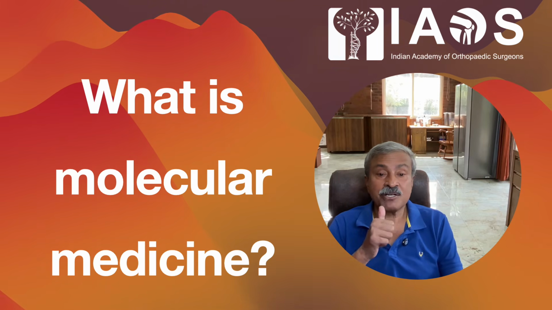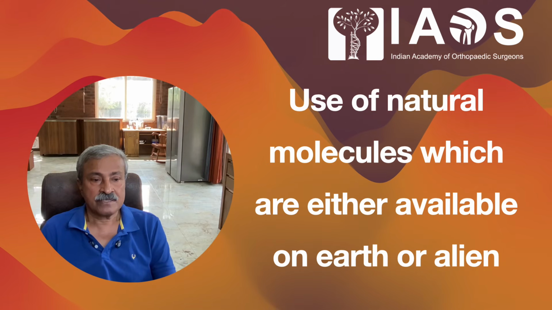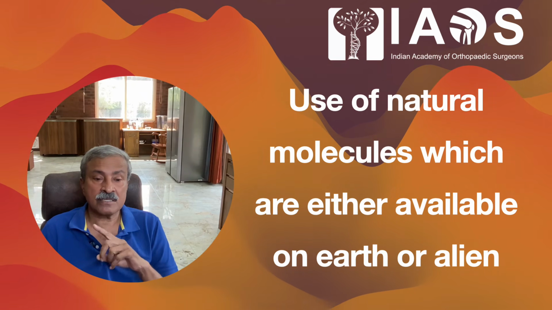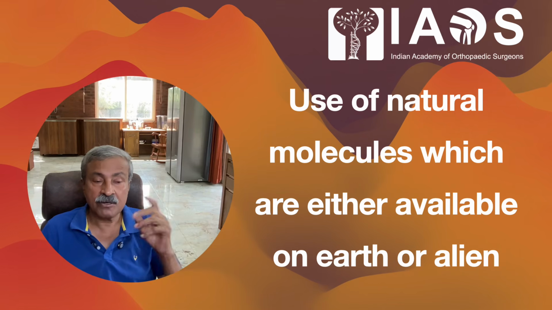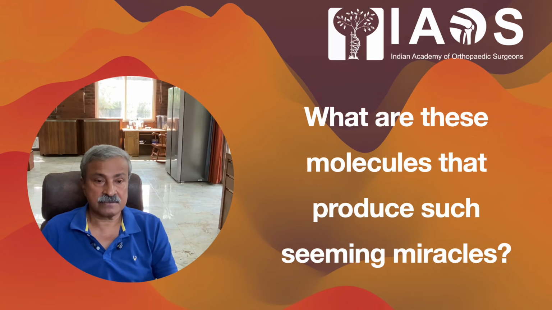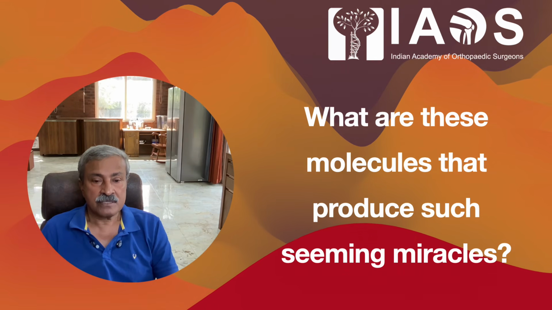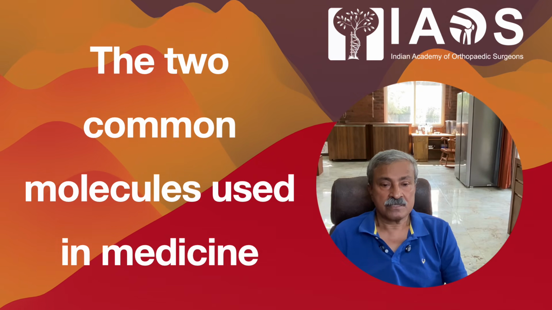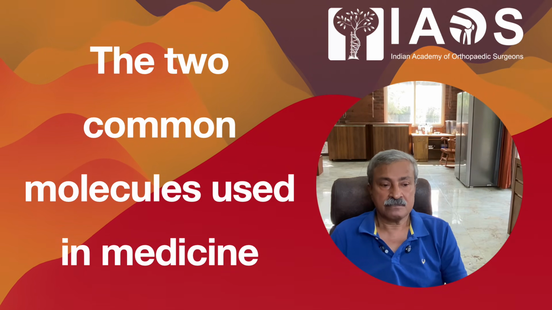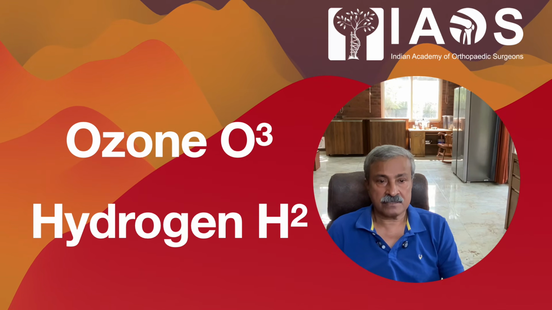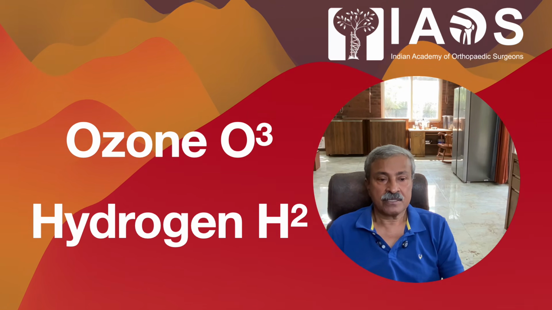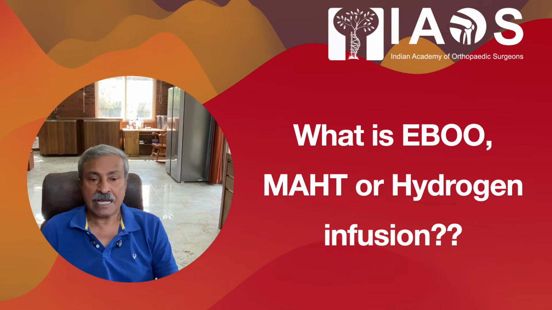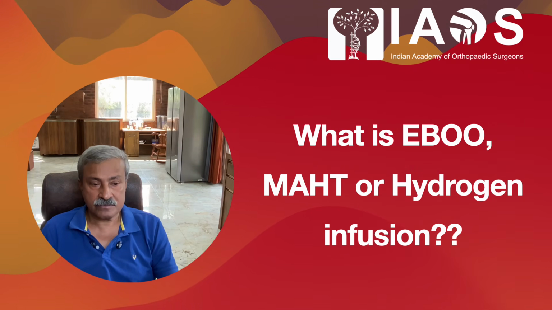What is molecular medicine? Use of natural molecules which are either unavailable on earth, alien, or which are available on earth in trace elements. What are these molecules that produce such seeming miracles? The two common molecules which are the forerunners and used commonly for molecular therapeutics are ozone O3 and hydrogen H2. What is EBOO, MAHT or hydrogen infusion?